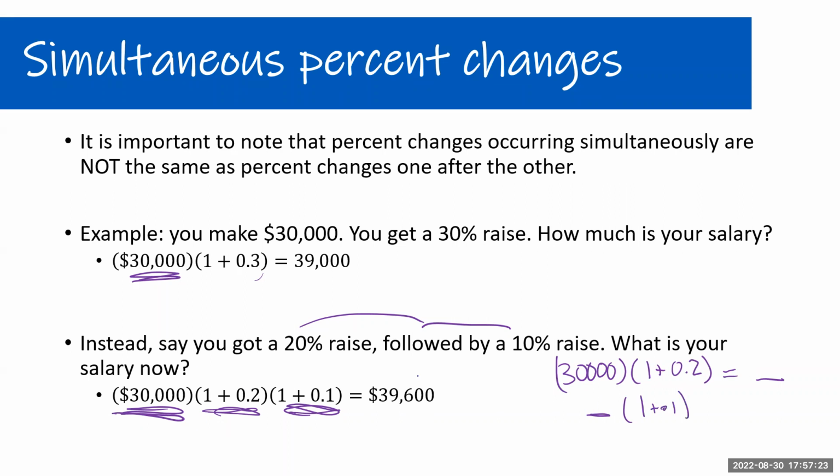If we plug all of these into our calculator, we get that we now have 39,600. Even though they both added up to be 30, simultaneously it was only 39,000, but 20 and then 10 is actually more at 39,600. Why does this make sense? Well, think carefully. 20% raise gave you an increase. Now when you increase that by 10%, you're increasing a bigger number by 10%. You're not just increasing 30,000 by 10%. So that's why.